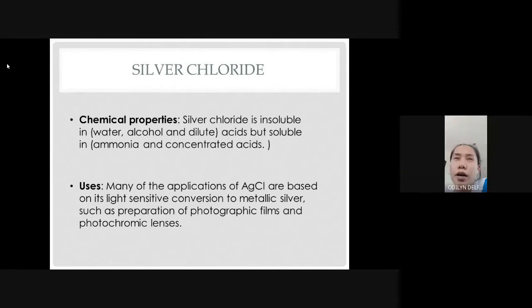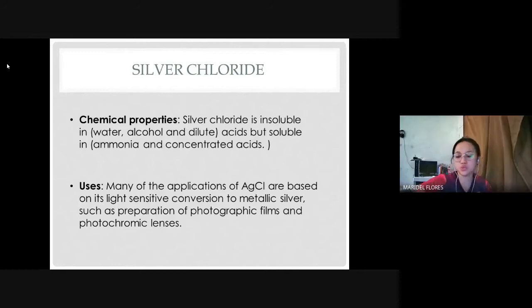So aside from photography, it is also used in antimicrobial products such as soap, toothpaste, and detergents, as a cleaning agent, and as an antidote for mercury poisoning. So next po.